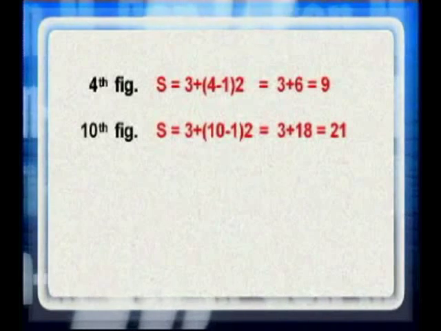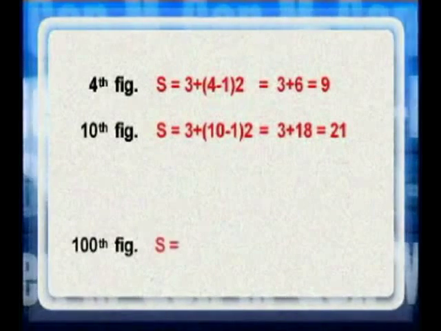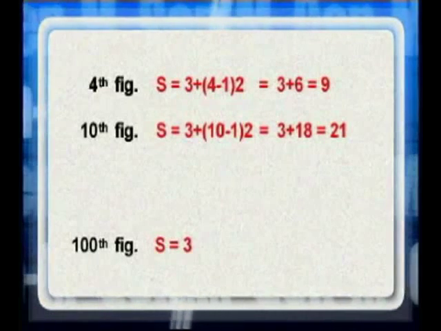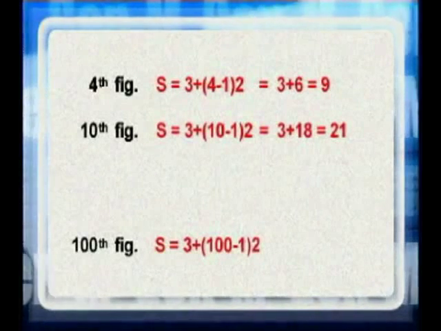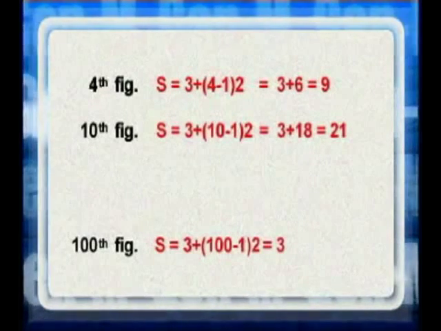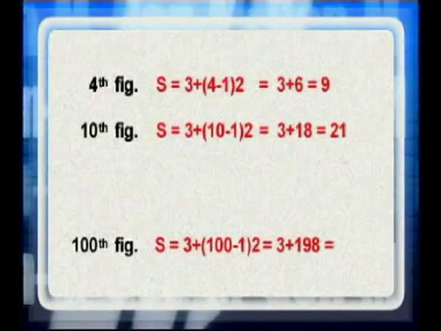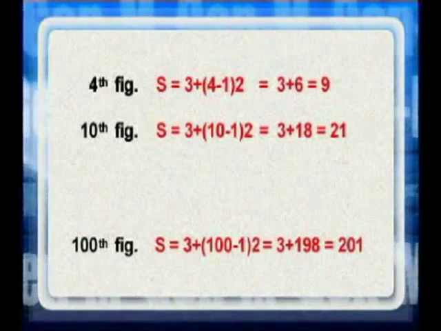What about for the 100th figure? The 100th figure is S equal to 3 plus 100 minus 1 multiplied by 2 is equal to 3 plus 198 is equal to 201. We'll need 201 sticks to make the 100th figure.